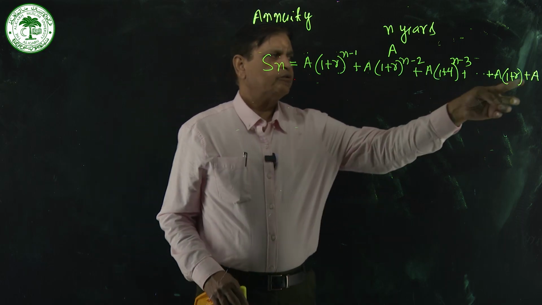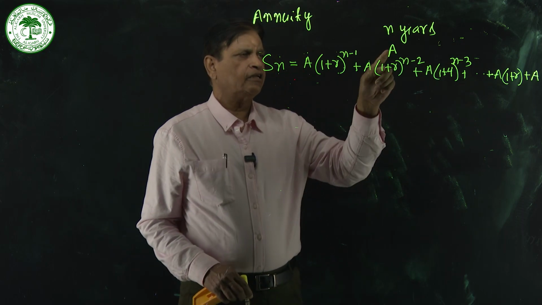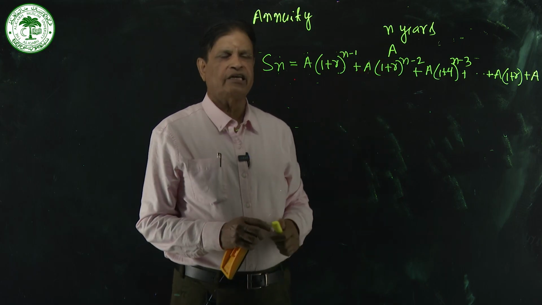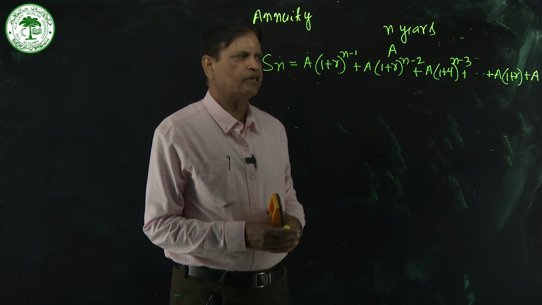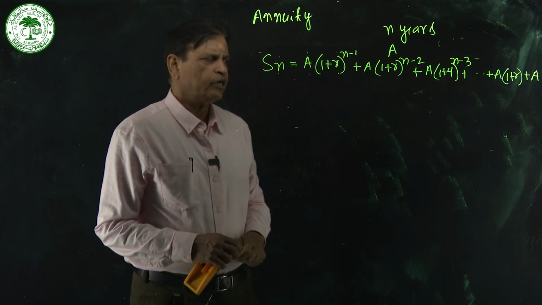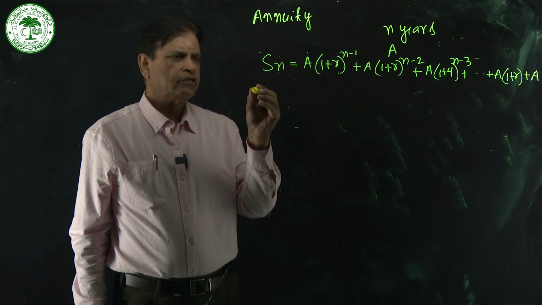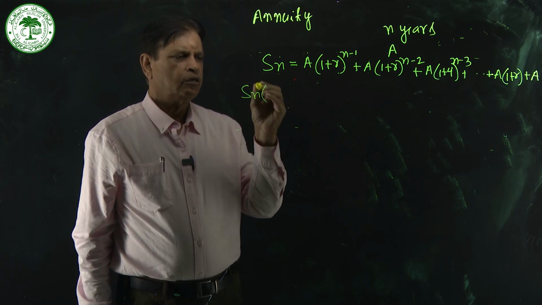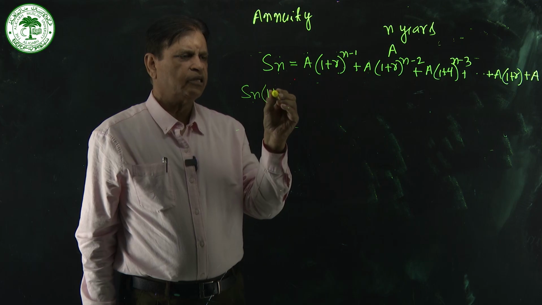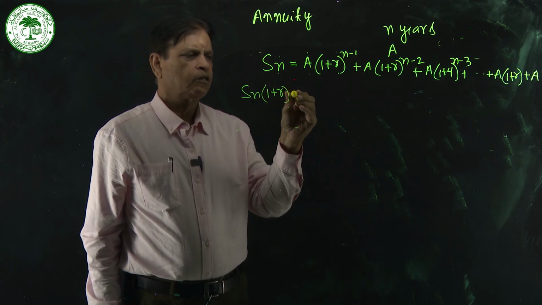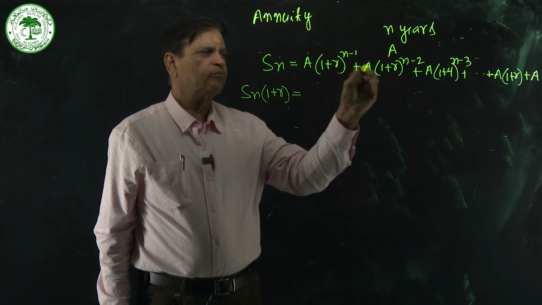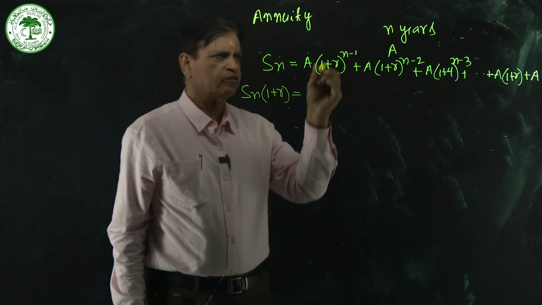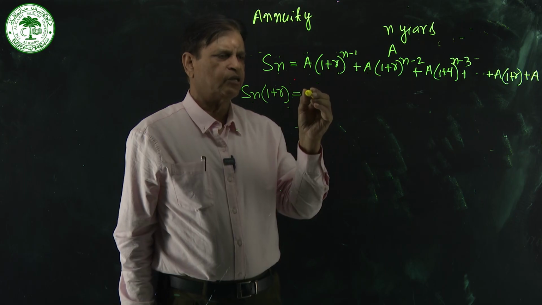So just before this last year, that is the nth year, when we deposit this money at the end of this nth year, we will not get any interest. So what we do is make a change here: we multiply it by 1 plus R. This one we are multiplying by 1 plus R, so all the terms will be multiplied by 1 plus R.